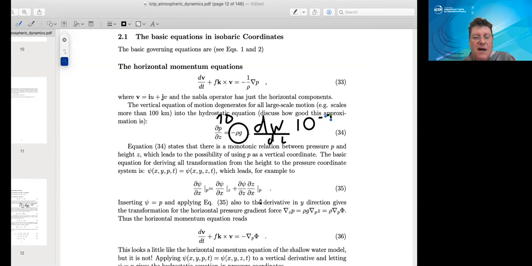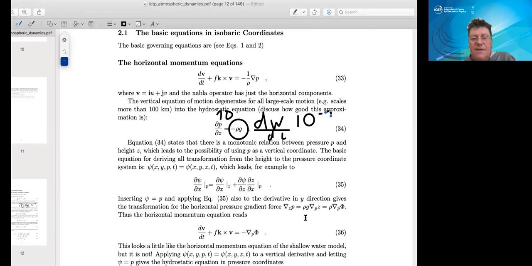If we apply this now, if we let this quantity ψ be equal to the pressure, and we apply this rule, you can see that the transformation of the pressure gradient force that we need in equation 33 here can be written as rho times the gradient, now keeping pressure constant, of the geopotential height. Because we have made use of the hydrostatic equation in deriving this equation.